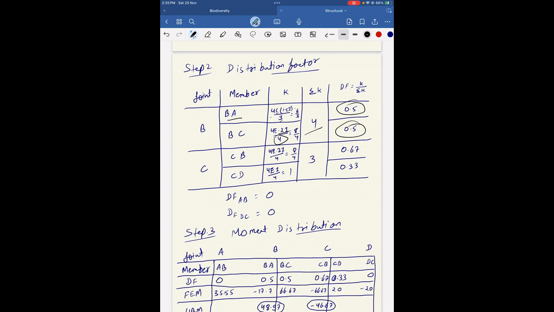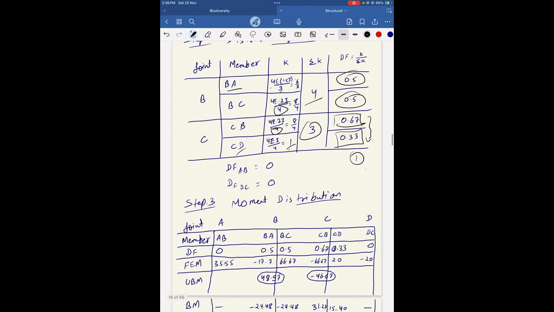And for member CB, k is 4EI by 4, L is 4 and I is 2I, so here it comes out to be 8, and for CD, 3EI by 4 comes out to be 3, and the distribution factors are 0.67 and 0.33. The sum of these distribution factors comes out to be 1 at one joint.